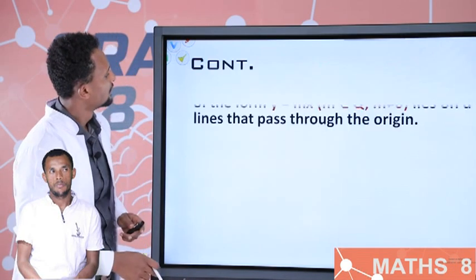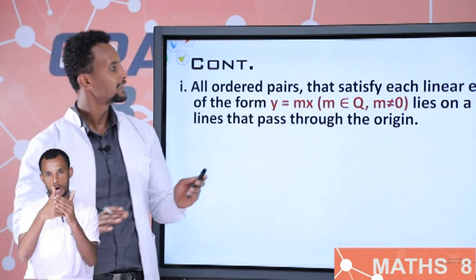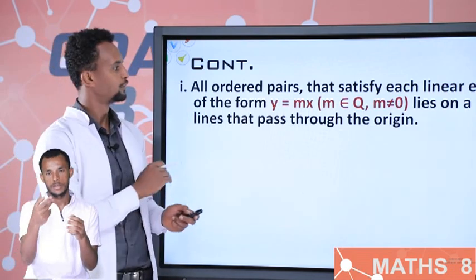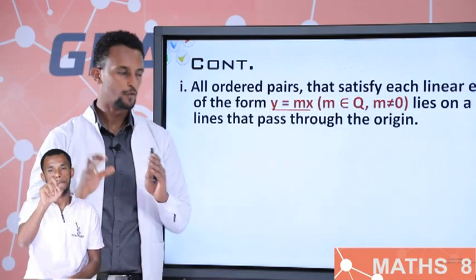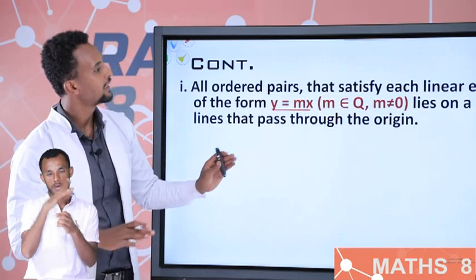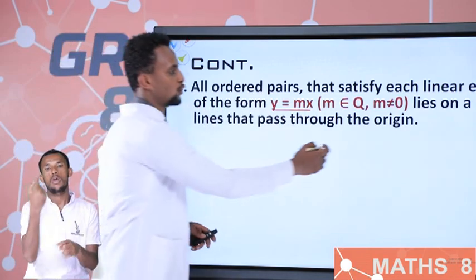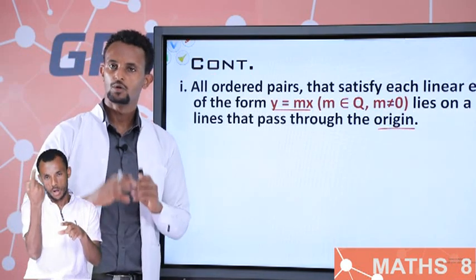So, the next concept is all ordered pairs that satisfy each linear equation of the form y is equal to mx. In the graph of y is equal to mx that satisfies this formula, the line is always passing through the origin. Always the line is passing through the origin.